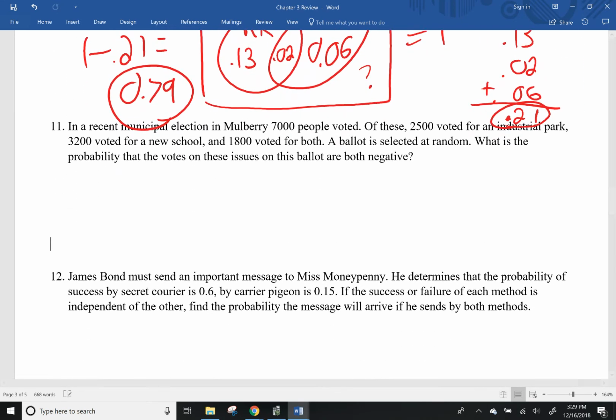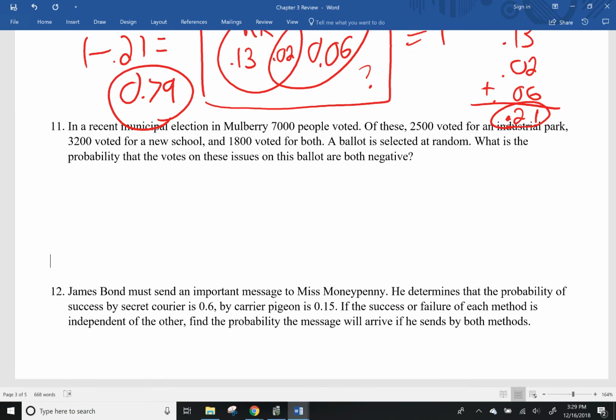Number 11, in a recent municipal election in Mulberry, 7,000 people voted. Of these, 2,500 people voted for an industrial park, 3,200 people voted for a new school, and 1,800 voted for both. A ballot is selected at random. What is the probability that the votes on these issues on this ballot are both negative?